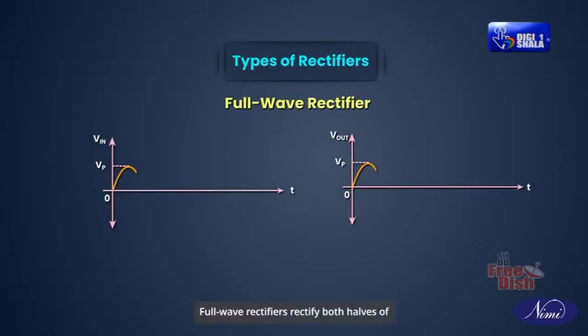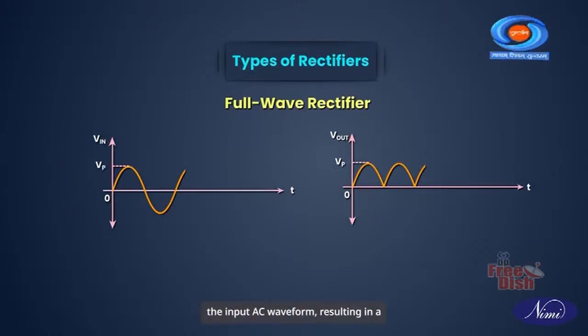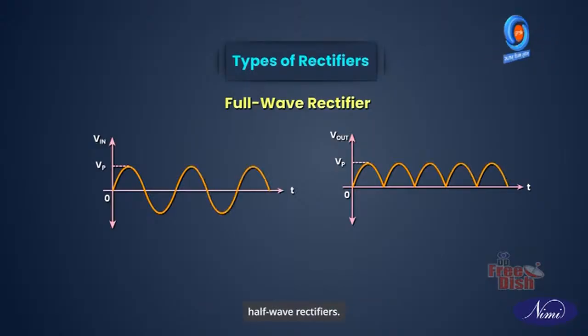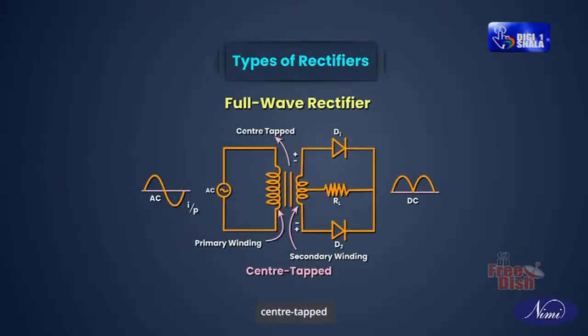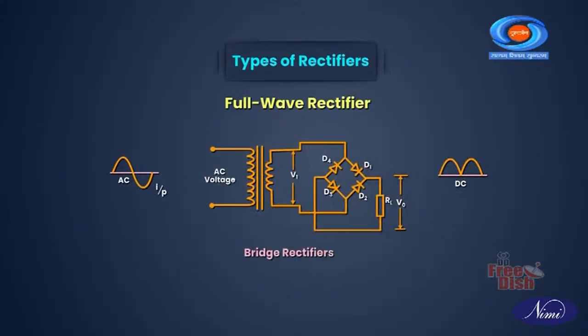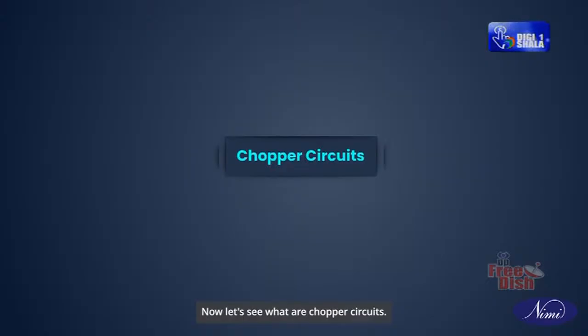Full-wave rectifier. Full-wave rectifiers rectify both halves of the input AC waveform, resulting in a smoother DC output compared to half-wave rectifiers. There are two main types of full-wave rectifiers: center-tapped and bridge rectifiers.